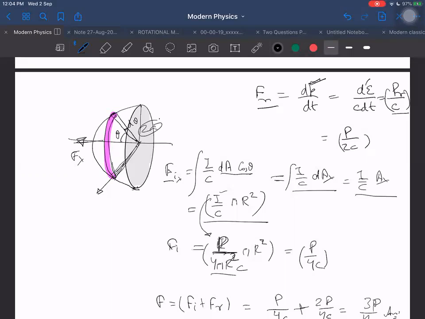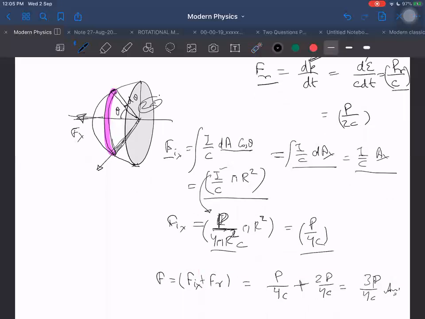Force because of the incident ray along x-axis is coming out to be equal to P by 4C. The net force will become force due to the incident ray along x-axis plus force due to the reflected ray along x-axis. Net force due to the reflected ray is only along x-axis, so that is FR or FRX, same thing. That is the net force finally. Adding these two, we are getting 3P by 4C. That is the answer.